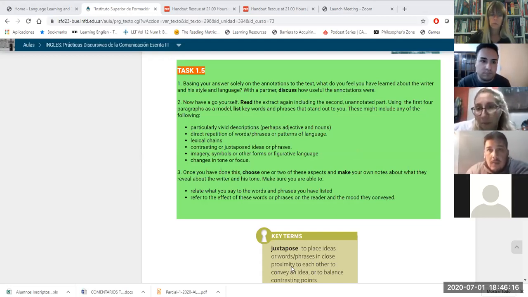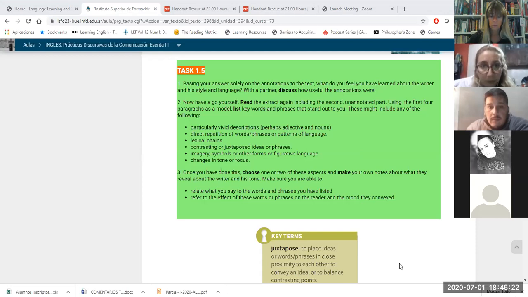Here it says, read the extract again, including the second unannotated part. When I did it, I didn't understand what part is the annotated part. And now do you understand? No. Okay, because I'm going to show you, I have it here in the book. The annotated part, can you see it? The annotated part is this part. I mean, the first part with the notes. The comments, okay? Then the rest of the paragraph has no comments at all.